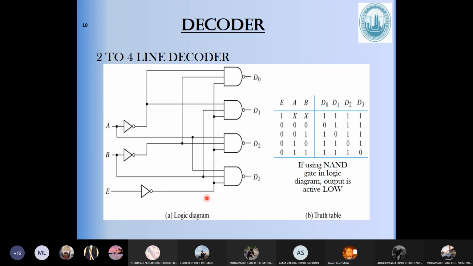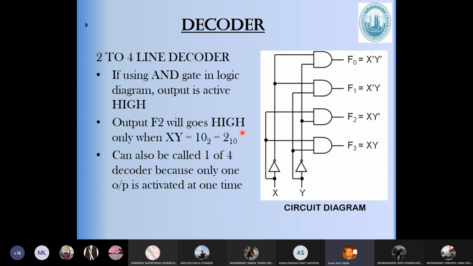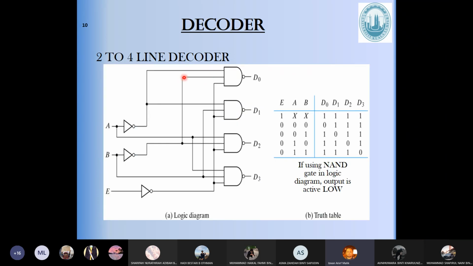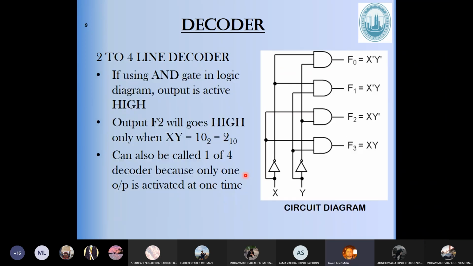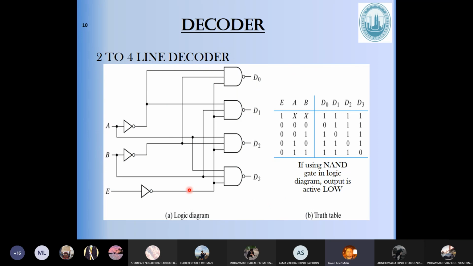Okay. Right. If you look into this diagram, this is also a 2 to 4 line decoder. But the difference between this one and this one is the first one is active low. Why is this active low? Because it is using NAND gate. Okay, dekat depan ini ada bubble. Alright, the previous one has only 2 inputs, X and Y. For this one, you have 3 inputs, A, B, and E.